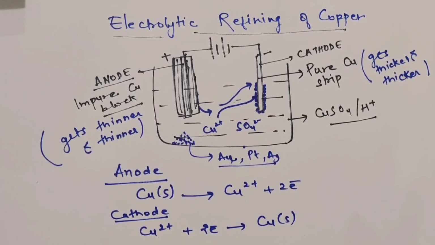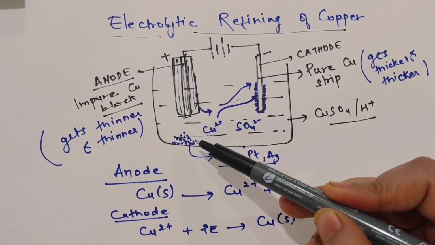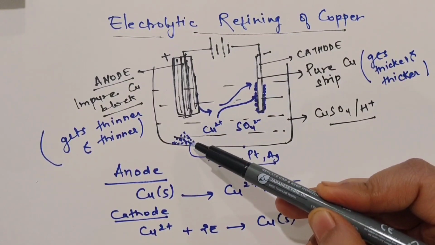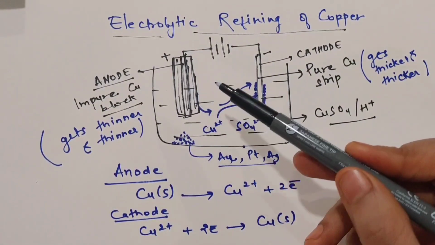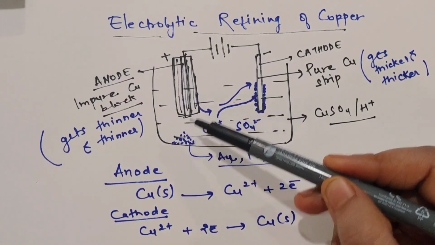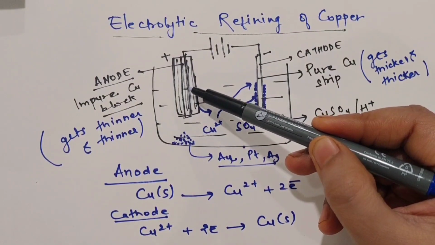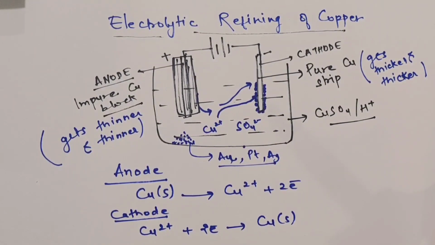Very easy to remember which one is made anode and which one is made cathode. If you remember that anode mud is produced and anode mud is under the anode, so anode must be impure. That is why the impurities are getting piled up under it. Okay, so the impure copper block is made anode, then obviously the cathode has to be pure copper.